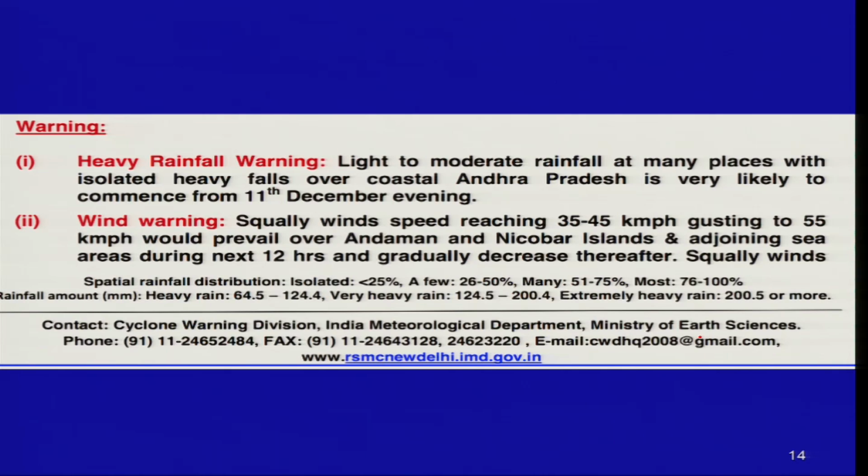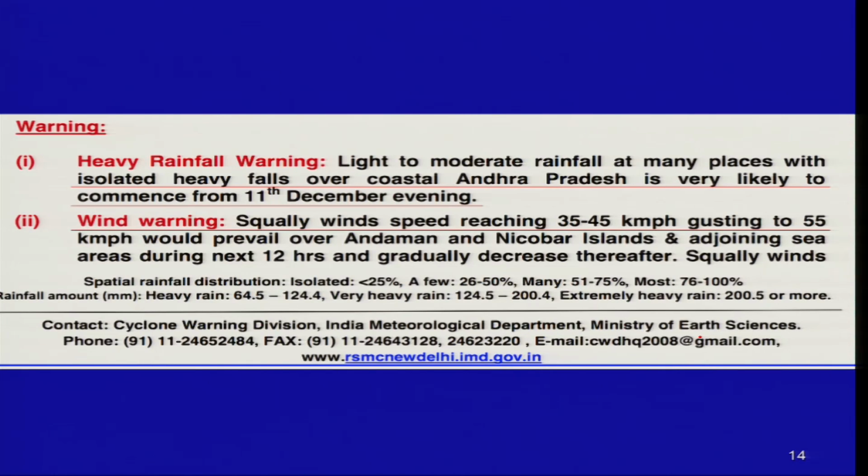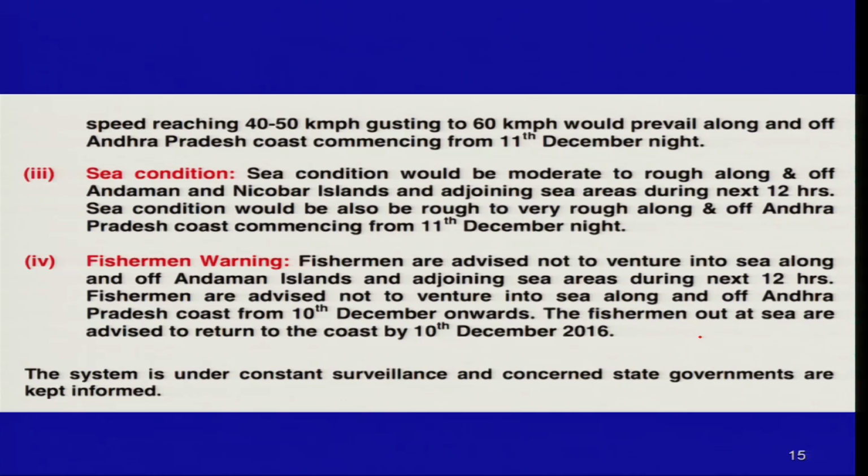Along with this, they also issued warnings for the areas along the coastal zones. For the Andaman, they suggested very heavy rainfall in that region on the 11th, and also suggested what the wind speed will be during that period. The most affected people along the coast will be the fishermen and the people staying along the coastal zones. Fishermen were issued a warning that they should not venture into the sea along and off the Andaman Islands and its adjoining areas, because of the severe effects of this storm.